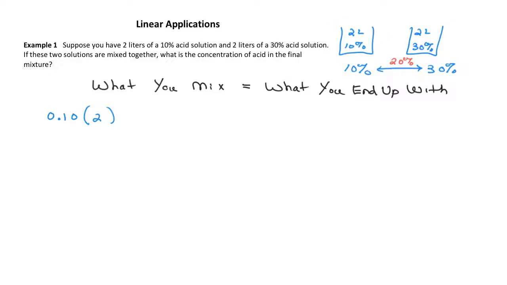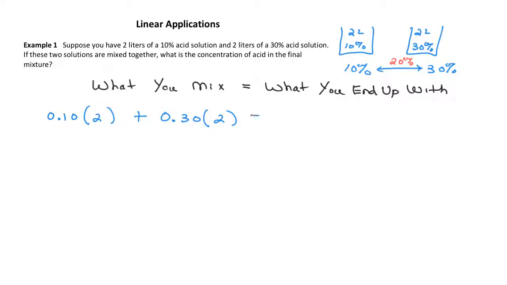If I take 10%, convert it to a decimal, and multiply by 2, that's the number of liters of acid in this one solution. Now when I say mix that in with this other one, I'm going to use the operation of addition. And to this, I'm going to add the amount of acid that is in this container, and that is going to be 30% of 2 liters. This is the amount of acid I get if I pour these two together.